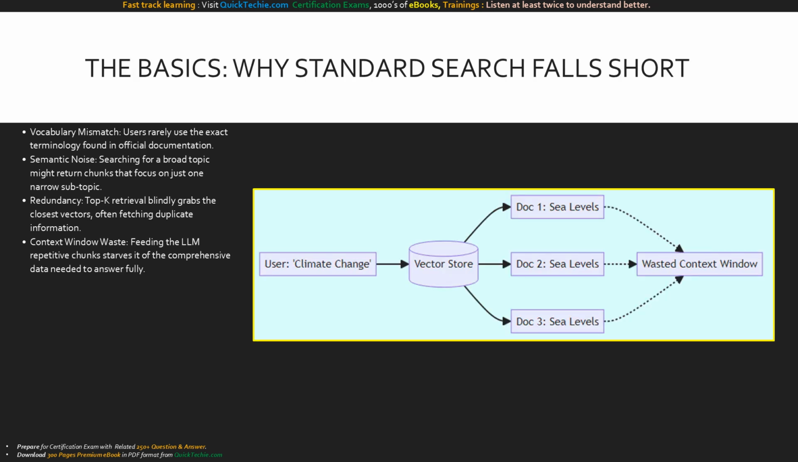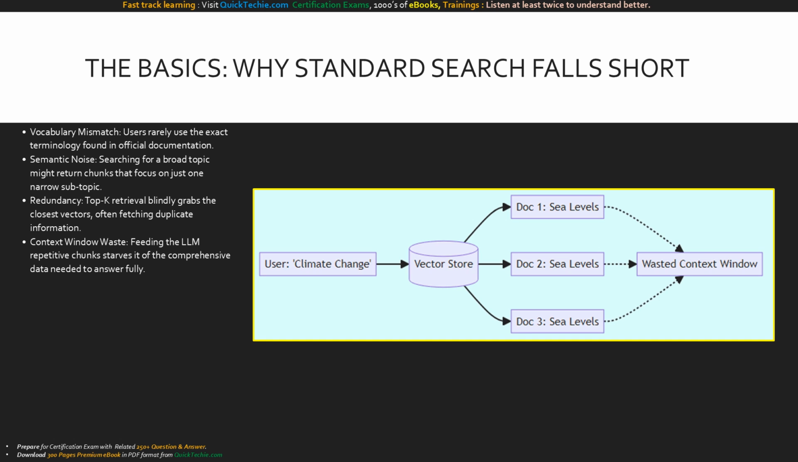Why exactly do we need to upgrade? Let's look at the basics of why standard search falls short. First is the vocabulary mismatch. Your user might search for global warming, but your highly technical documents only use the phrase climate shifts. Because the embeddings are slightly different, the best documents might be missed.